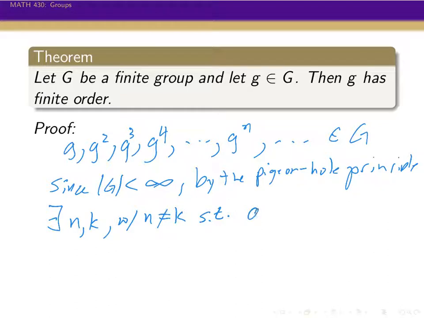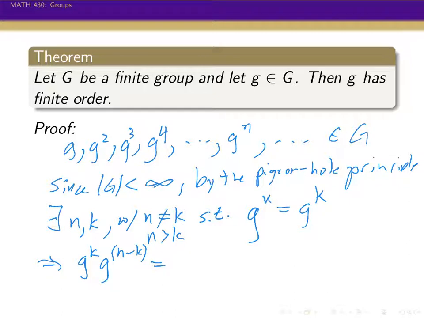Such that g to the n is equal to g to the k. Okay, so since n is not equal to k, let's suppose that n is bigger than k. Then we can think about g^n equal to g^k as pulling k things out, and then I'd have g to the n minus k things left, which is equal to g to the k.